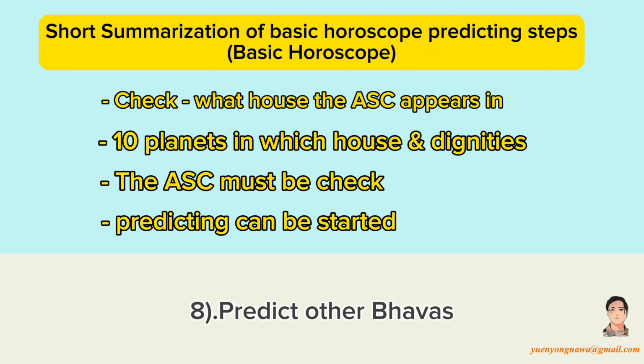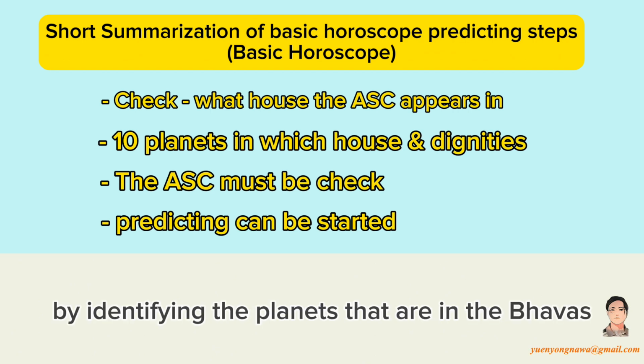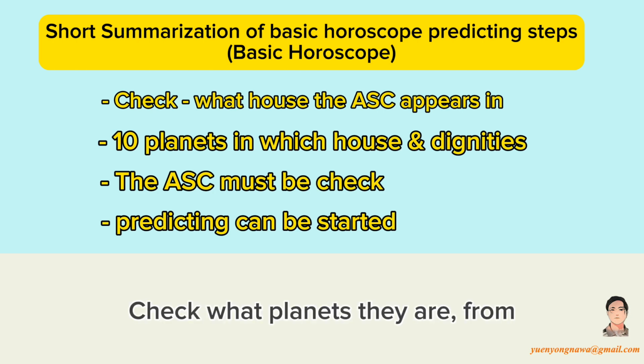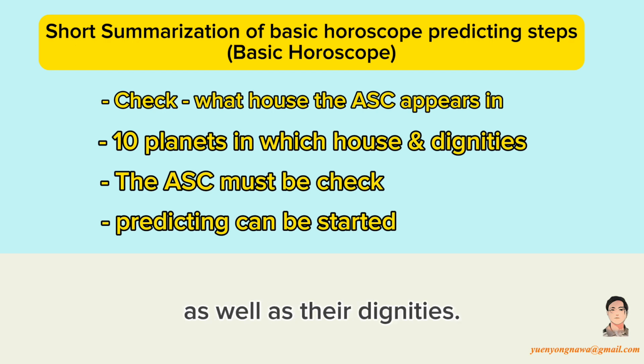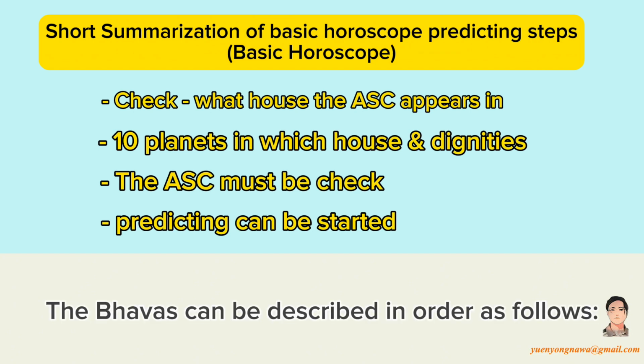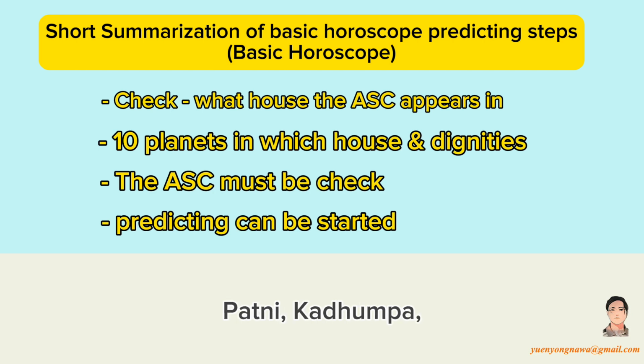8. Predict other bhavas one after another by identifying the planets that are in the bhavas as well as its ruling planet. Check what planets they are, from which houses they originate or which houses they are in, as well as their dignities. There are a lot of details to be described. The bhavas can be described in order as follows: Patni, Kadampa, Karma, Sahaja, etc. Predict like Tonu Bhava but with less detail.